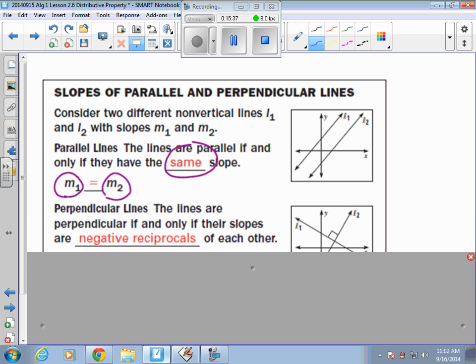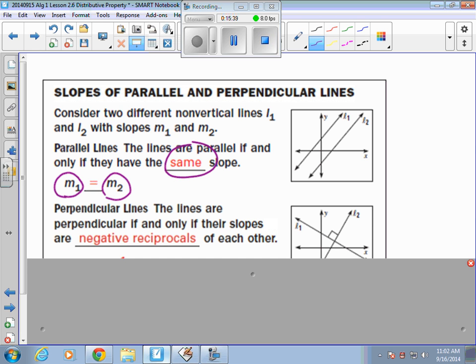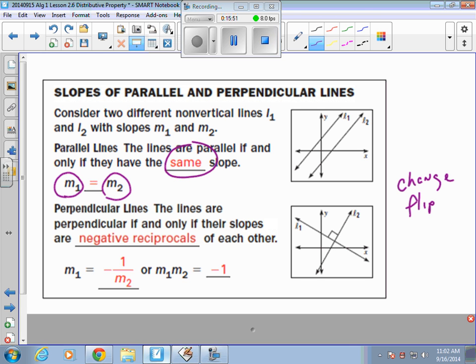Perpendicular lines have slopes that are negative reciprocals of each other. They form right angles in the middle. Again, all negative reciprocal means is change it and flip it. That's just a fancy phrase that means change it and flip it. Take the negative value and 1 over the slope of m sub 1.